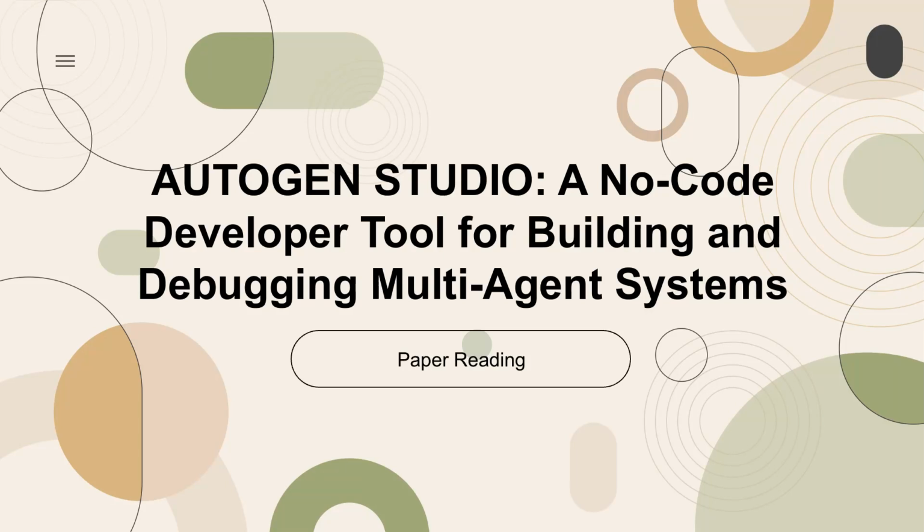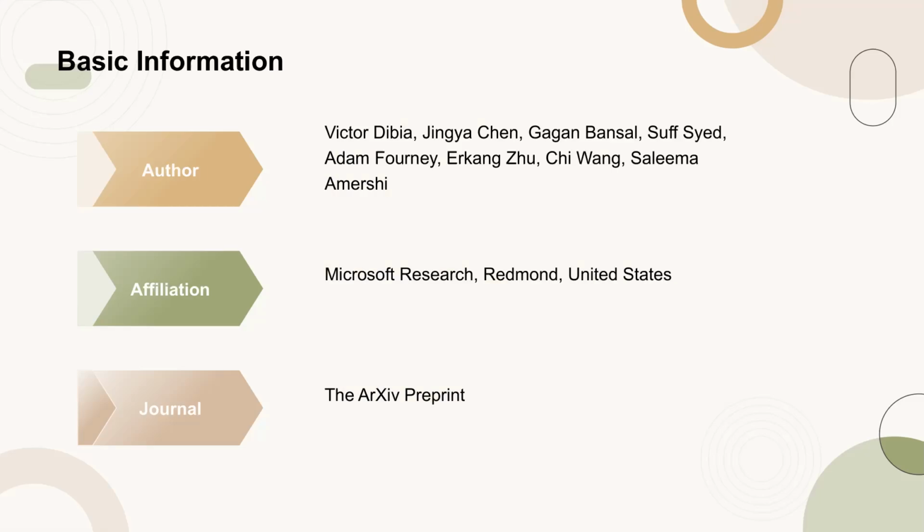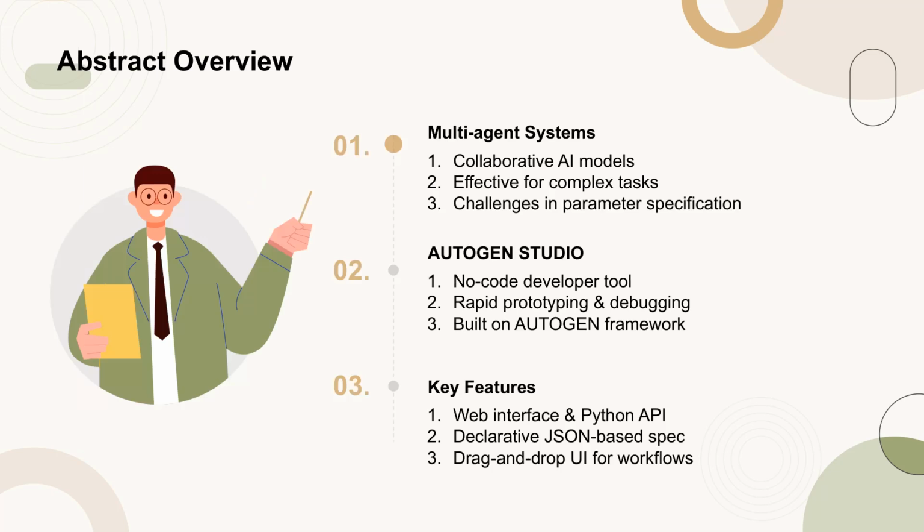Today's paper is titled, AUTOGEN STUDIO, a no-code developer tool for building and debugging multi-agent systems. This paper was published on the arXiv preprint server by Victor Dibia and colleagues from Microsoft Research. The abstract introduces the concept of multi-agent systems, which involve multiple AI models and tools collaborating to solve complex, long-running tasks. Despite their effectiveness, these systems present challenges in specifying parameters and debugging.